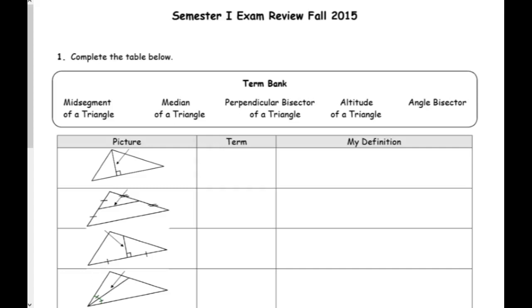Alright, for semester 1 exam review, we please need to fix the date, obviously. I edited an old document, I did not change the title. My bad. So, let's do this.